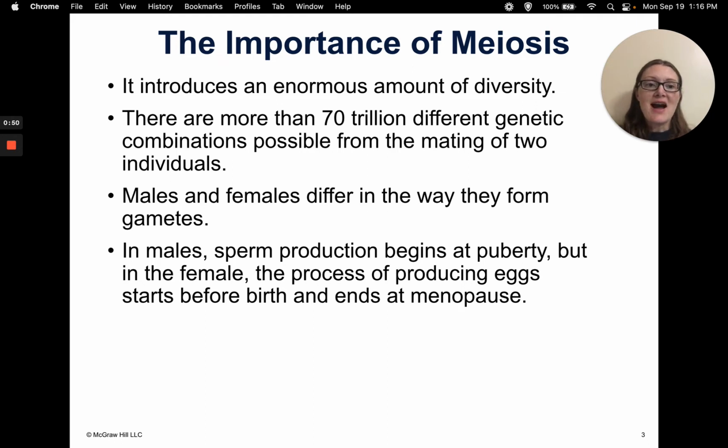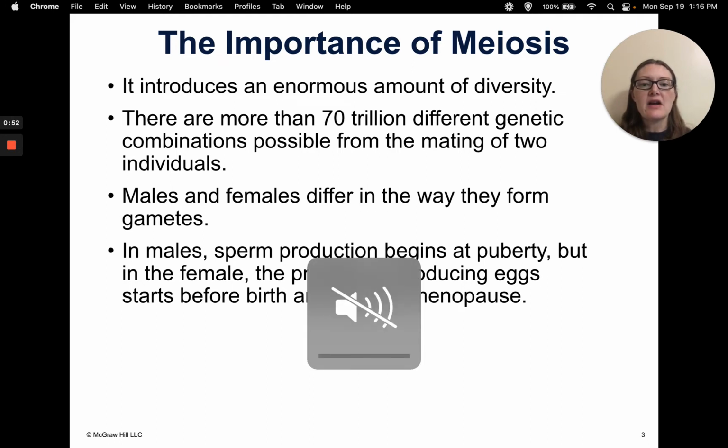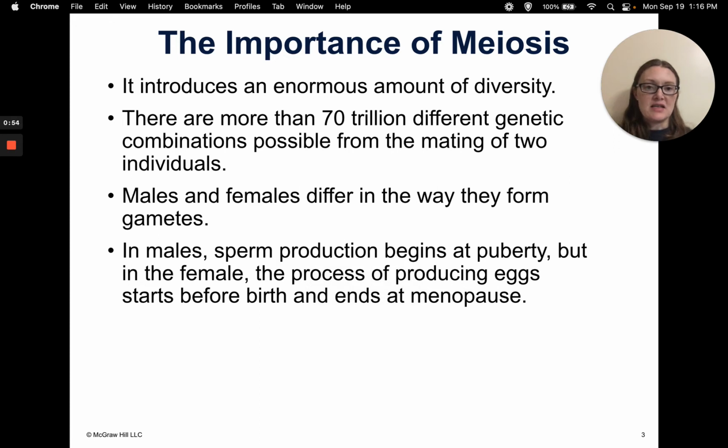The more different kinds of things available, the better, because that means there's a better chance of an organism being able to survive. So there are more than 70 trillion different genetic combinations possible from the mating of two individuals. That is a lot of different combinations, and we see these combinations become possible during the meiosis process.